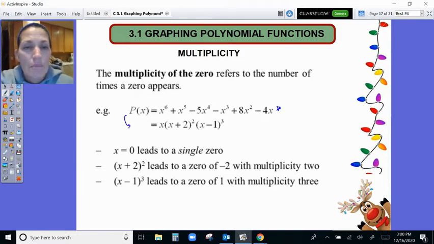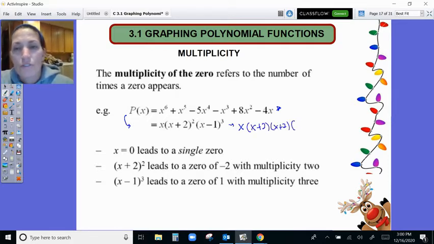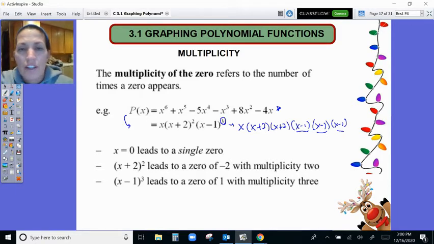But this ends up becoming this in a factored form, which would be x times x plus 2 times x plus 2, and then times x minus 1 times x minus 1 times x minus 1. And so this 0 of 1 occurs 3 times, and that appears right here. So that's a multiplicity of 3. That 0 occurs 3 times. This 0, negative 2, occurs twice, okay? This one right here just has a multiplicity of 1, so that equals 0.